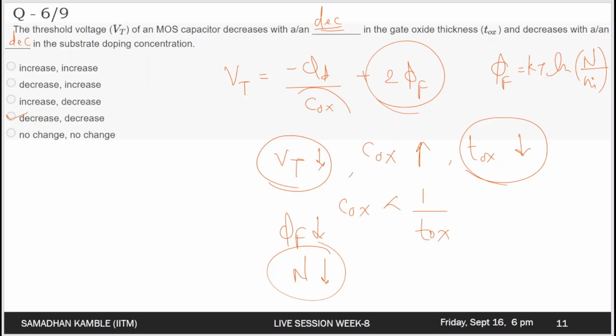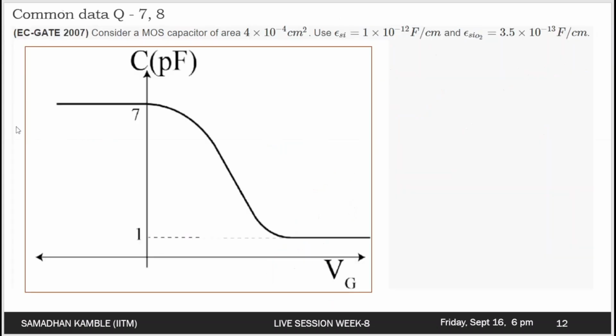So let us move to question number 7. So this is a common data question for question number 7 and 8. I have taken it from GATE EC 2007. The question is, consider a MOS capacitor of area 4 times 10 to the power minus 4 centimeter squared, and the dielectric constant of the silicon is given as 1 times 10 to the power minus 12 farad per centimeter, and the dielectric constant of the oxide, that is silicon dioxide, is given by this particular number.